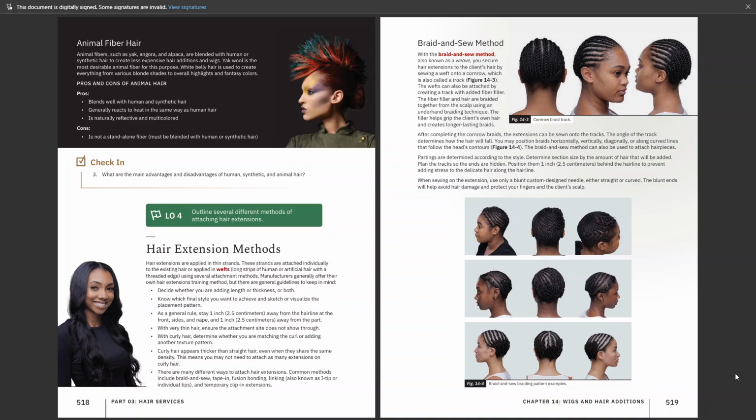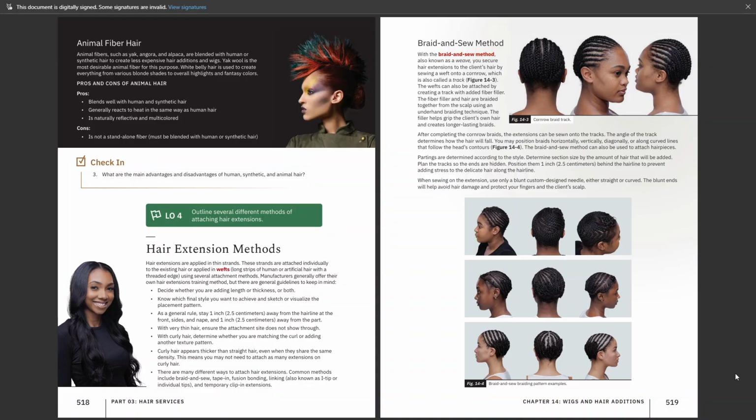Animal fiber hair. Animal fibers such as yak, angora, and alpaca are blended with human or synthetic hair to create less expensive hair additions and wigs. Yak wool is the most desirable animal fiber for this purpose. White belly hair is used to create everything from various blonde shades to overall highlights and fantasy colors.